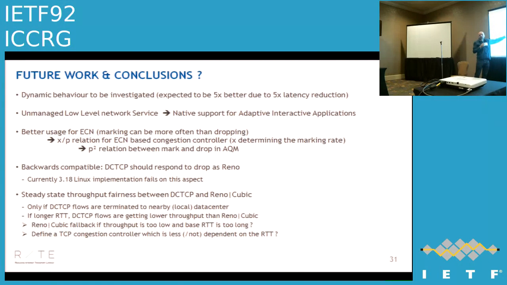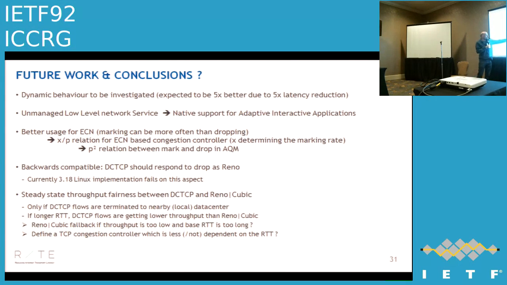Whatever TCP flavor that we use or want to use should respond to drop as Reno, because if there is only a drop tail, we don't get any gain in latency, but at least we don't want to push away the normal Reno. So if there is drop, our congestion control should work like that. Currently, the 3.18 implementation does not do that. If there is a lot of drop, it does the same as if it were marked. So that's not good. That has to be fixed if you want to use this.